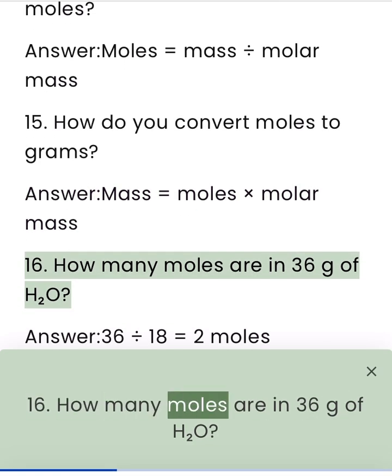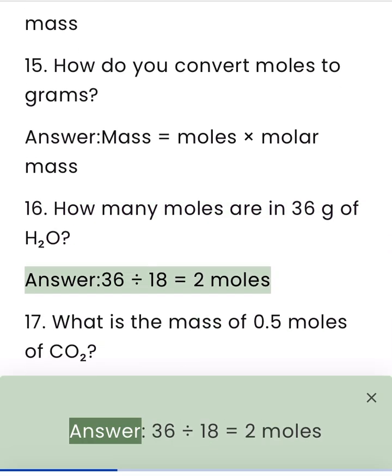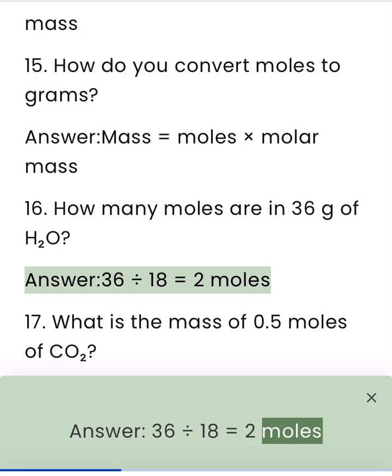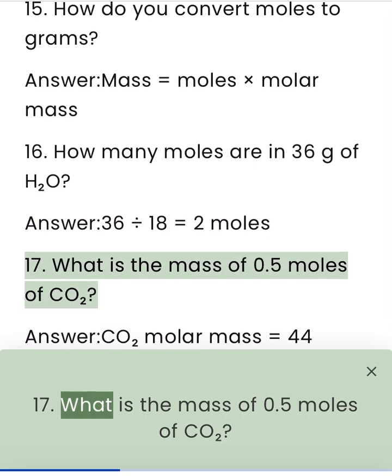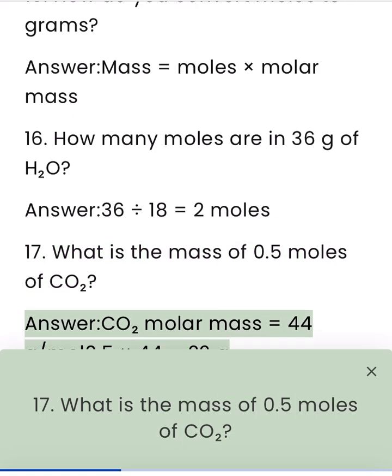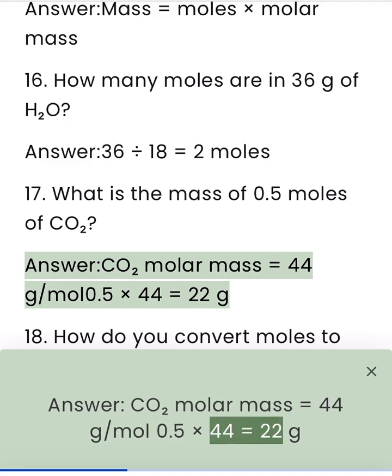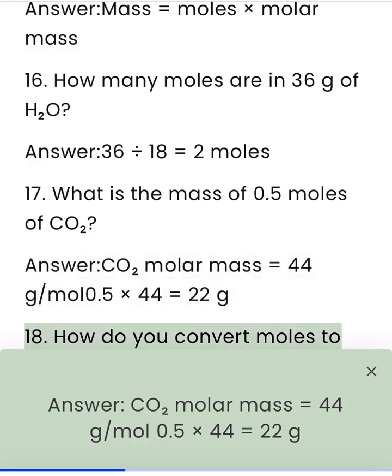16. How many moles are in 36 g of H2O? Answer. 36 divided by 18 is equal to 2 moles. 17. What is the mass of 0.5 moles of CO2? Answer. CO2 molar mass equals 44 g/mole. 0.5 × 44 is equal to 22 g.